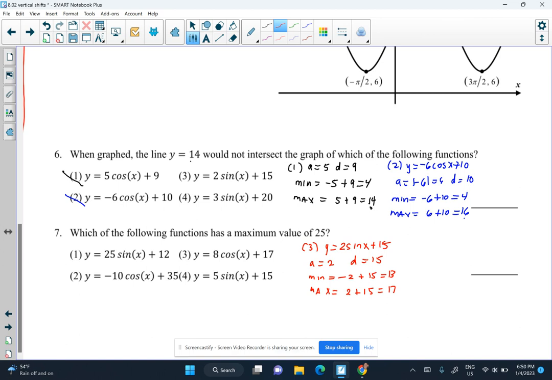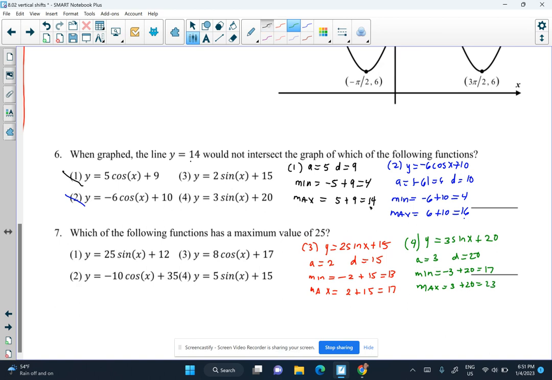And now we're going to go through the last choice, which is the answer, but we should go through it anyhow so you can understand. y equals 3 sine of x plus 20. The amplitude is 3, the vertical shift is 20. My minimum value is the negative of the amplitude, so -3 plus 20, which is 17. That's the lowest point in the graph. The maximum value is the amplitude plus 20, or 23.